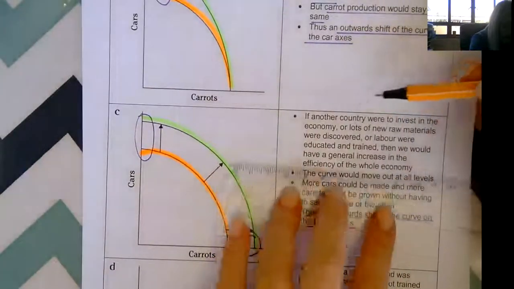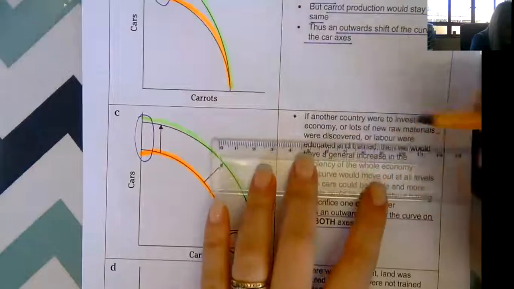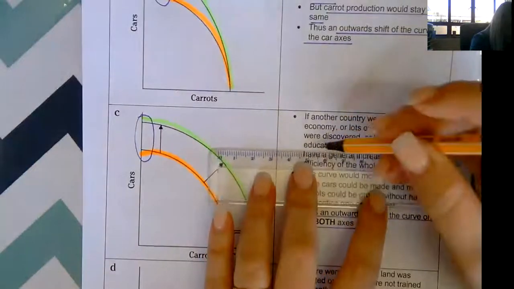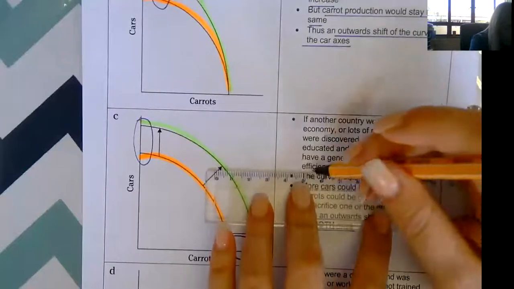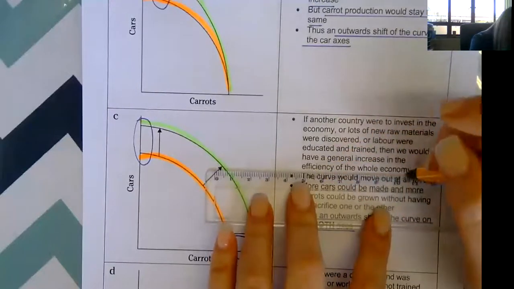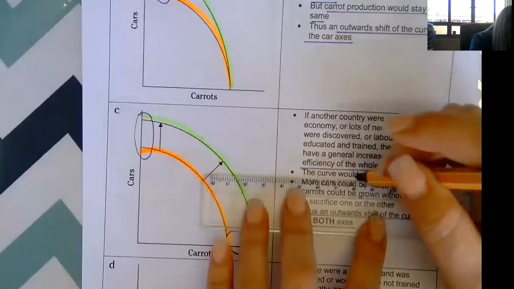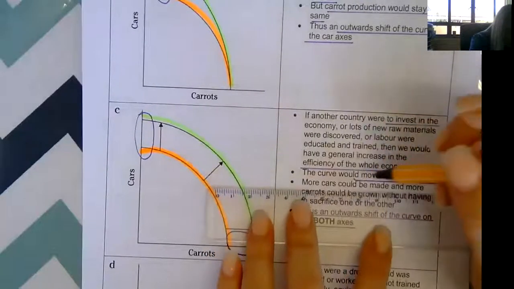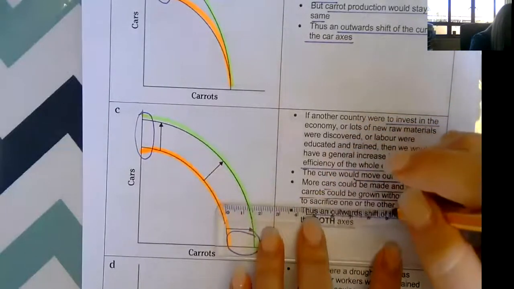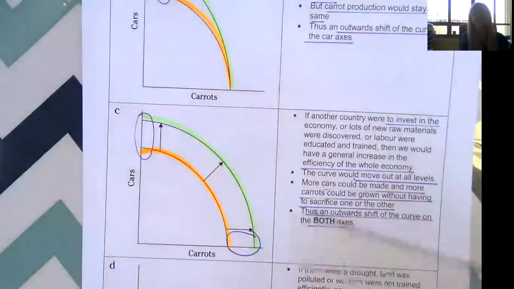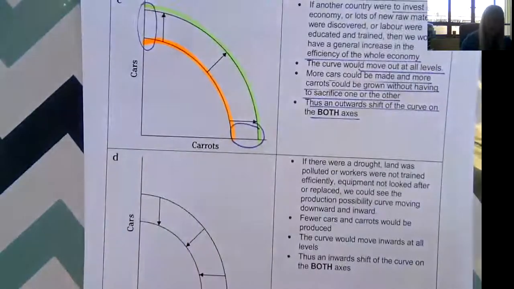Okay, if a country were to invest in its economy, there will be lots of new material, more labor, more educated, trained people. We would have a general increase in the efficiency of the whole economy. So if the government invested, the curve will move upwards on all levels. More cars will be made and more carrots will be grown because they don't have to sacrifice, because there is now more money.